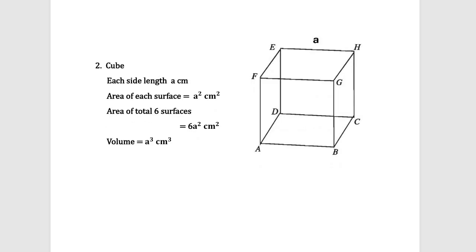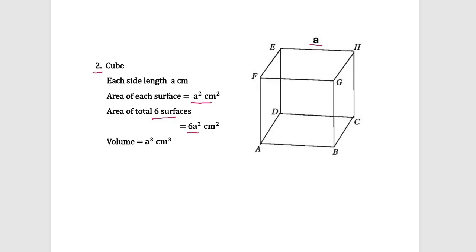Formula number 2 is a cube. Each side length of the cube is A centimeter. Then the area of each surface of the cube can be found by using the formula A times A, or A square centimeter square. There are 6 surfaces of the cube and all the surfaces are equal. So the area of the total 6 surfaces of the cube can be found with the formula 6A square centimeter square.